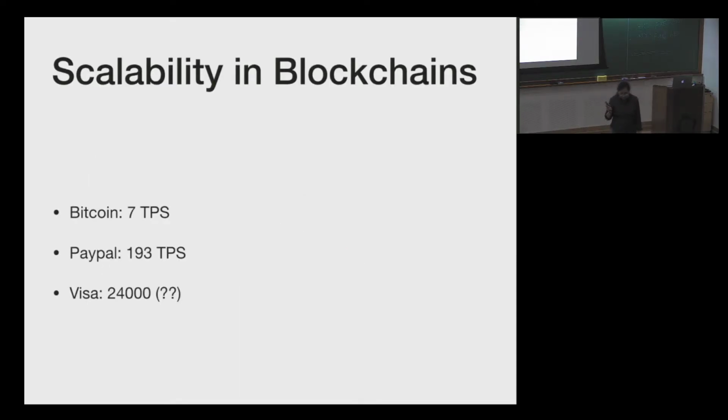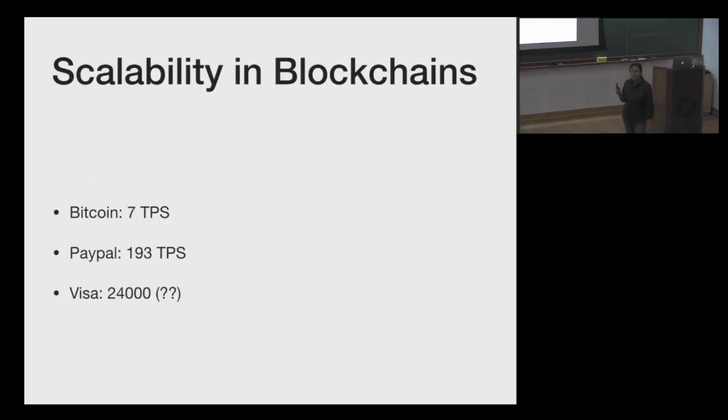Currently, we have very poor scalability as far as blockchains are concerned. Bitcoin is about 7 transactions per second, whereas if you look at existing financial payment service providers, for example, Visa has this big number of transactions per second. I'm not very sure of the numbers, but this is what is reported on the web.